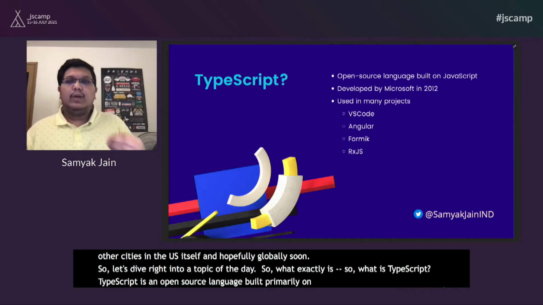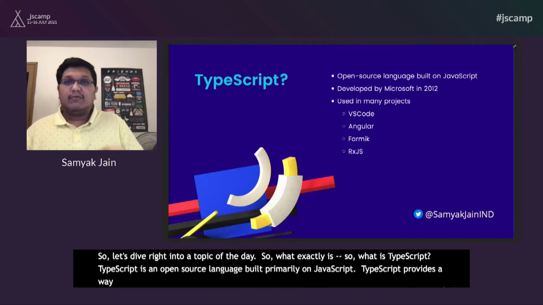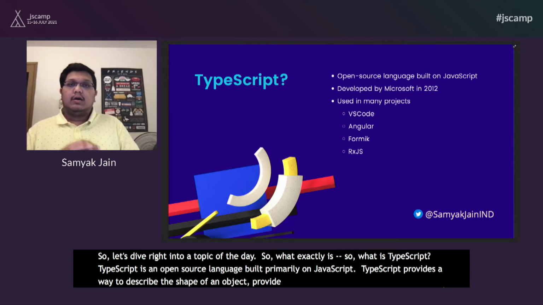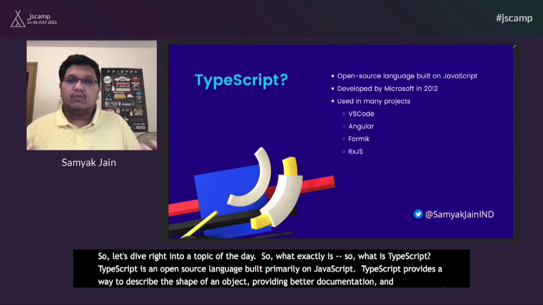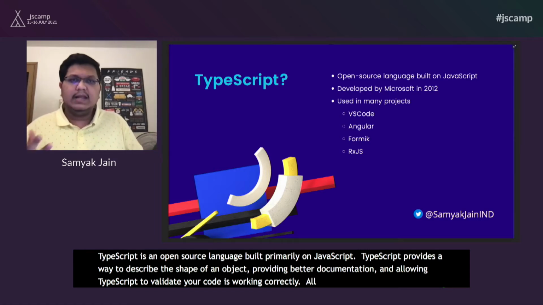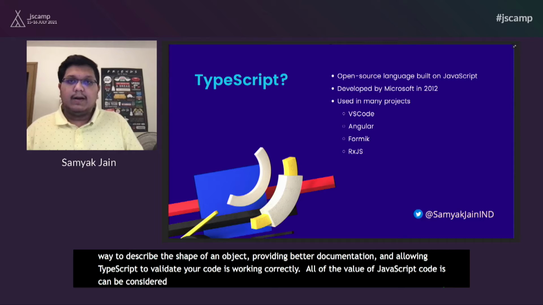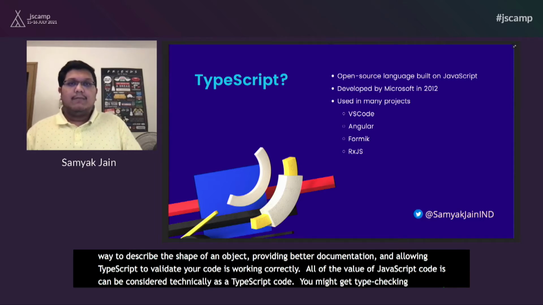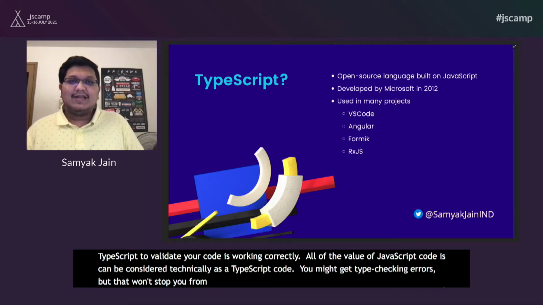TypeScript provides a way to describe the shape of an object, providing better documentation and allowing TypeScript to validate that your code is working correctly. All valid JavaScript code can be considered technically as TypeScript code. You might get type checking errors, but that won't stop you from running the resulting JavaScript. While you can go for stricter behavior, you're still in control of your code, right?